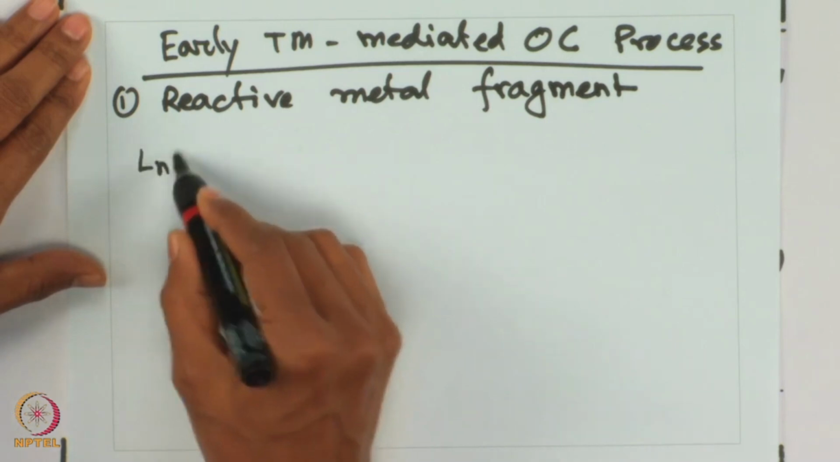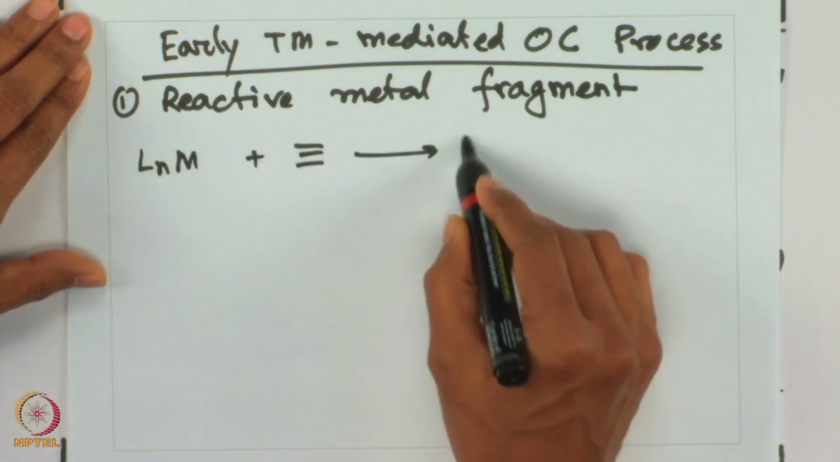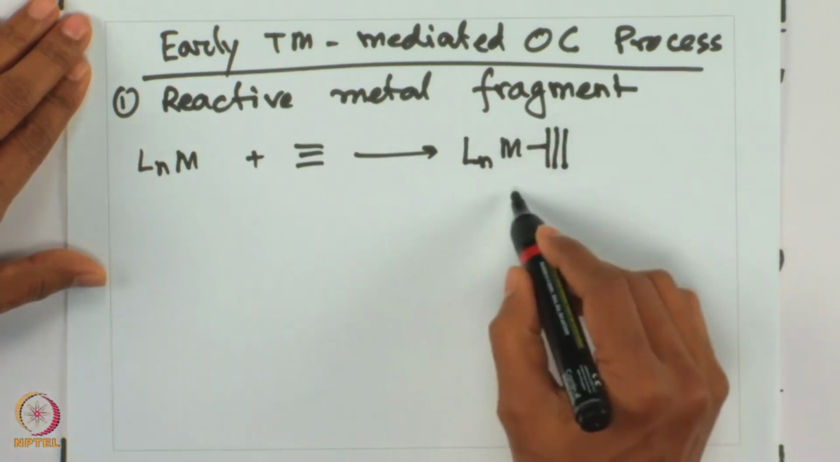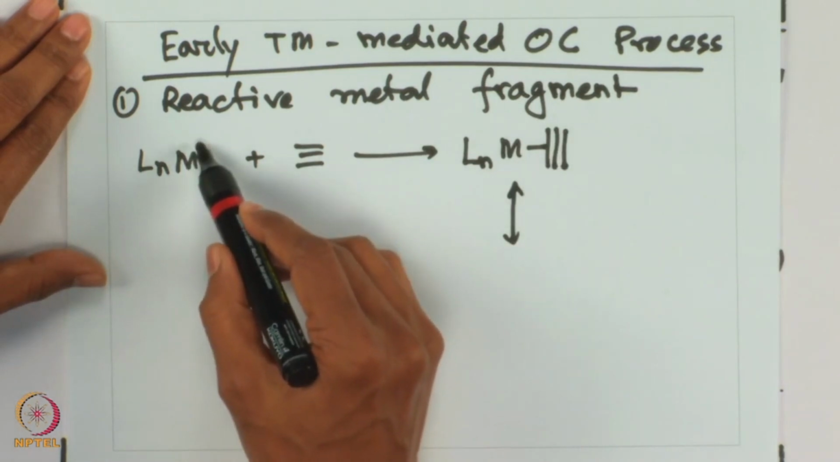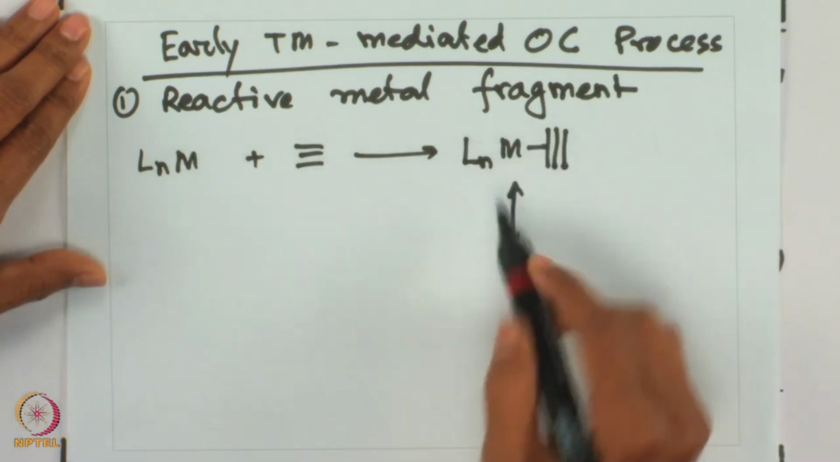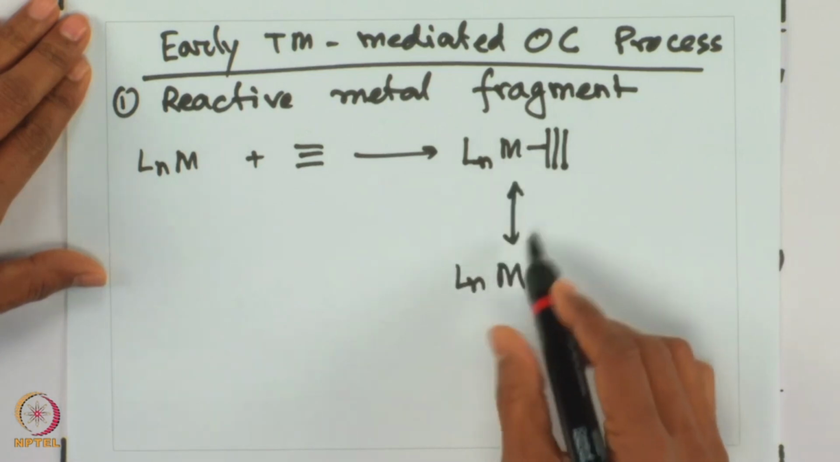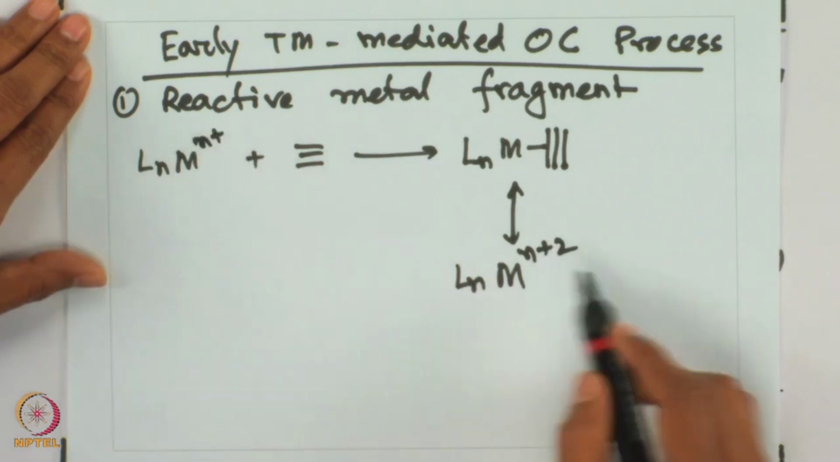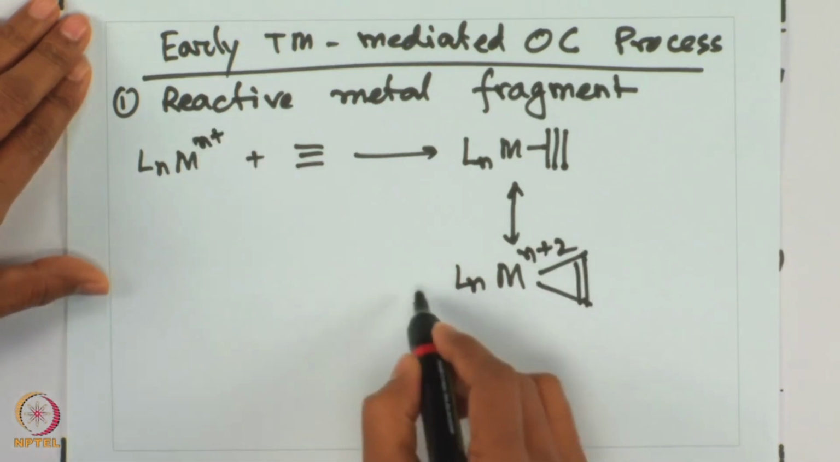So, we have a ligand metal reacting with an alkyne to give rise to the ligand metal alkyne interaction at the beginning. Subsequently, this intermediate, so if it is metal N plus, it would be N plus at this stage. Subsequently, ligand metal gives rise to the N+2 if it is N plus intermediate, to give rise to this metallocyclopropene intermediate.